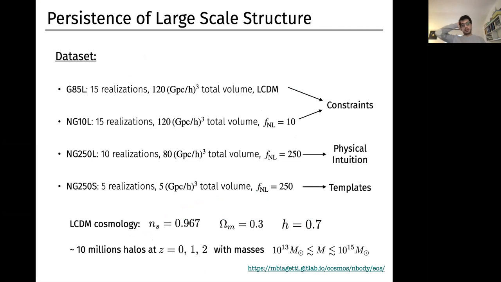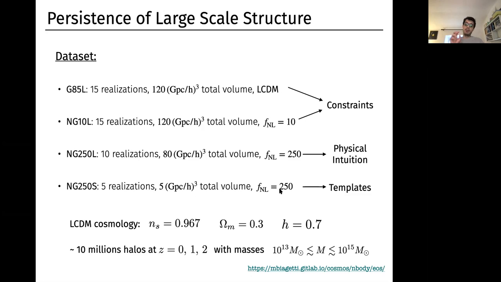All right, so the data set that we use is simulations. I'm not gonna give a lot of details, but just to fix a few points. We have a set of simulations with lambda CDM, no non-Gaussianity, and a set with the same cosmology, let's call it the fiducial one, but for FNL equal 10. We compare these two to give constraints. We have then simulations with stronger non-Gaussianity to get physical intuition on the topological signature of non-Gaussianity. And then we have a small box, a small simulation with strong non-Gaussianity, which we use for templates. This is important because it addresses the computational expense problem I was mentioning before.